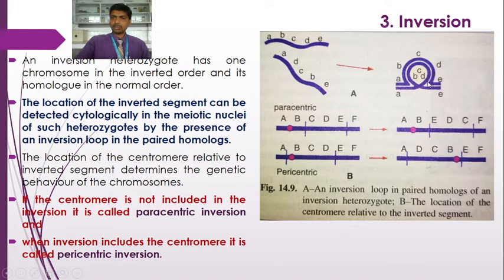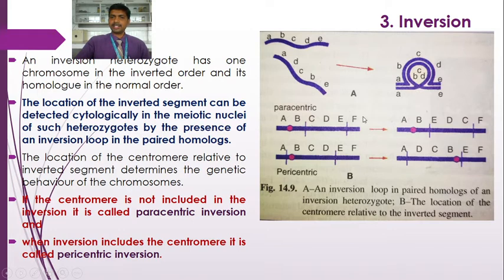So for this to happen, this inverted segment has to form an inversion loop. Due to this, the pairing occurs between the normal and the inverted chromosome. So during this pairing, an inversion loop is formed. The location of the centromere relative to the inverted segment determines the genetic behavior of the chromosome.